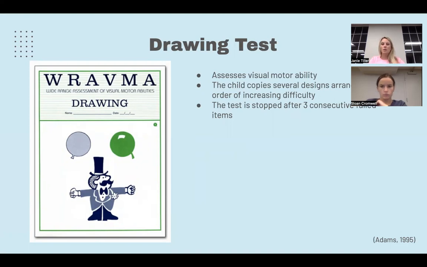So they do get a demonstration and they're copying a design. The designs are arranged in order of increasing difficulty. So as the child progresses throughout the test, the items are going to get more difficult. And the test is going to be stopped after 3 consecutive failed items. So if they get 3 drawing items that they cannot copy the design for, you'll just go ahead and finish this subtest of the assessment.